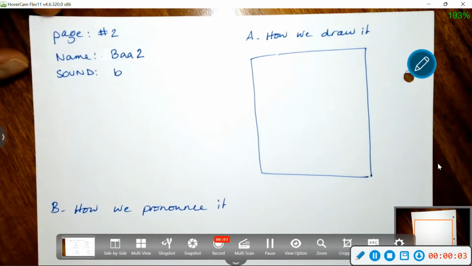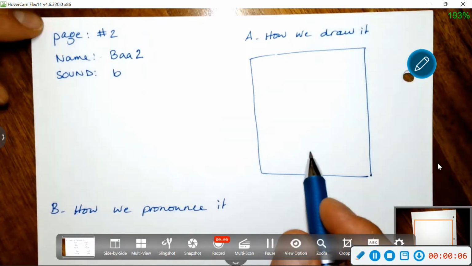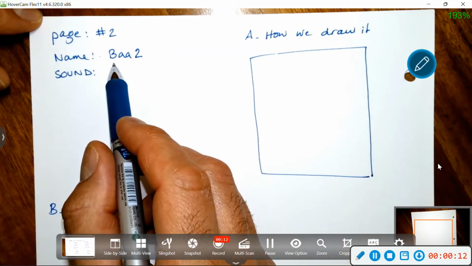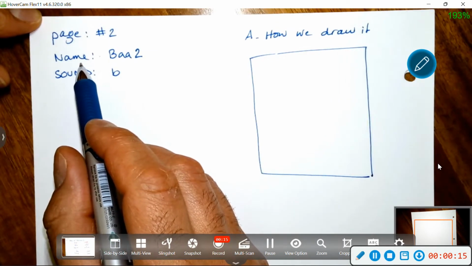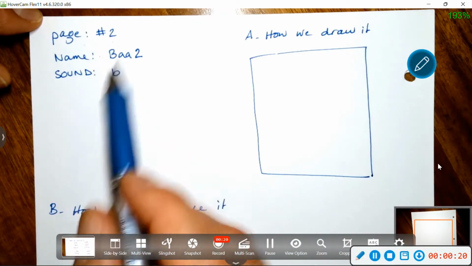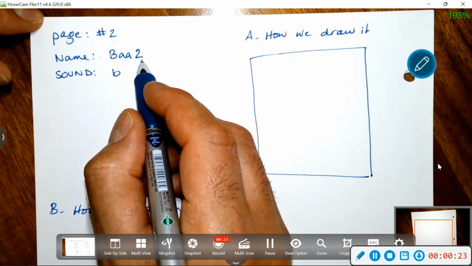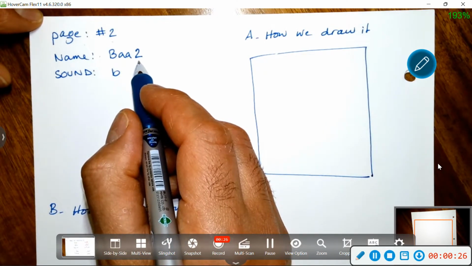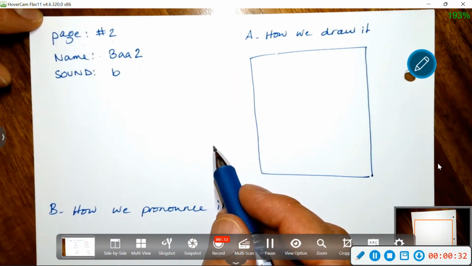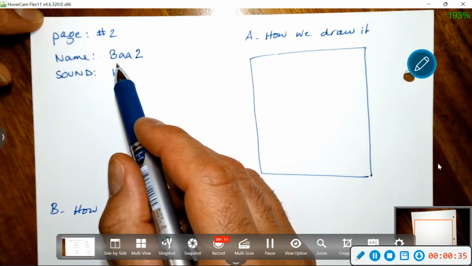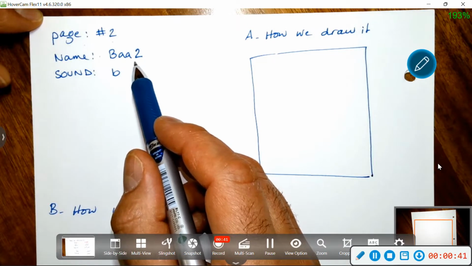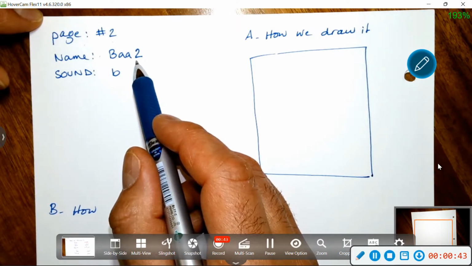Let's start with the second letter in the Arabic alphabet, which is Ba. This is the way we're going to write the name of every letter. We're going to start with page number 2, for the letter number 2. The name is Ba. Now I used the number 2 to indicate the sound of A, so we say here Ba, Ba. To indicate this Hamza at the end, we use 2.